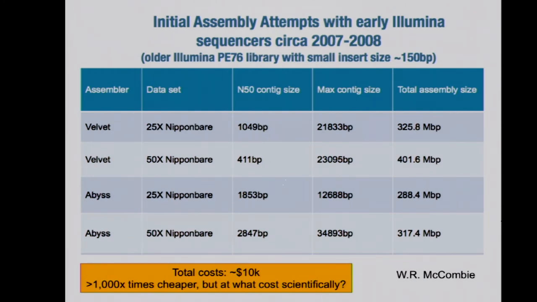Instead of getting contigs that are on the order of megabases or tens of kilobases, we're sometimes getting contigs on the order of a few hundred base pairs. It's just kind of like gone through the paper shredder. In these examples, at the time, the total cost was like $10,000 instead of $100 million, so it's 1,000 times cheaper, but we're losing a lot of the value scientifically.